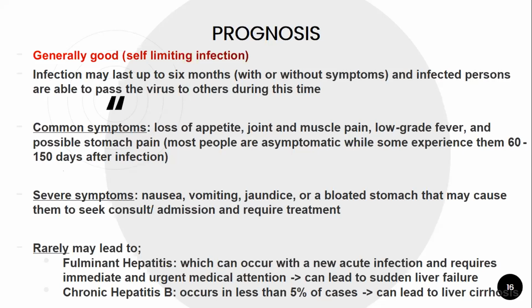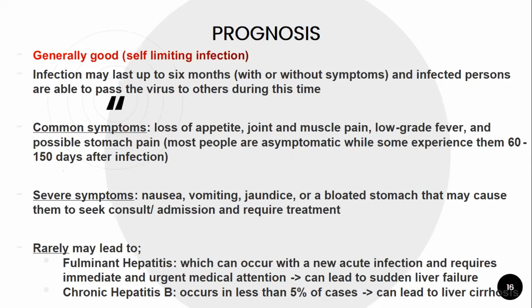Rarely, in some cases, acute viral hepatitis B could result in a fulminant hepatitis, which occurs with a few new acute infections, and this would require immediate and urgent medical attention. This form of hepatitis could also lead to a sudden liver failure within days to a few weeks.